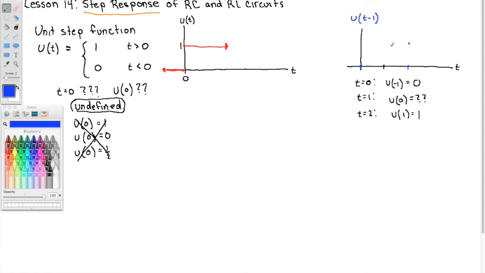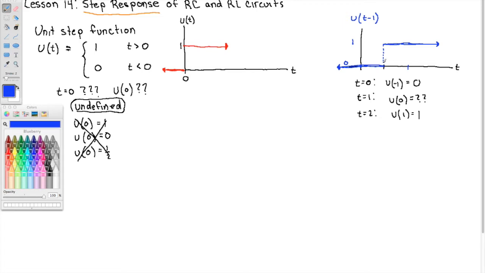Let me draw that a little bit better. Right. So here's our function. This is 1, and this is 0 down here. So what does subtracting 1 from the independent variable do to a function? Well, it delays it in time, right? In this case, we subtracted 1 from the independent variable, and it delayed it by 1 unit of time, right? Because here's the discontinuity at 0.